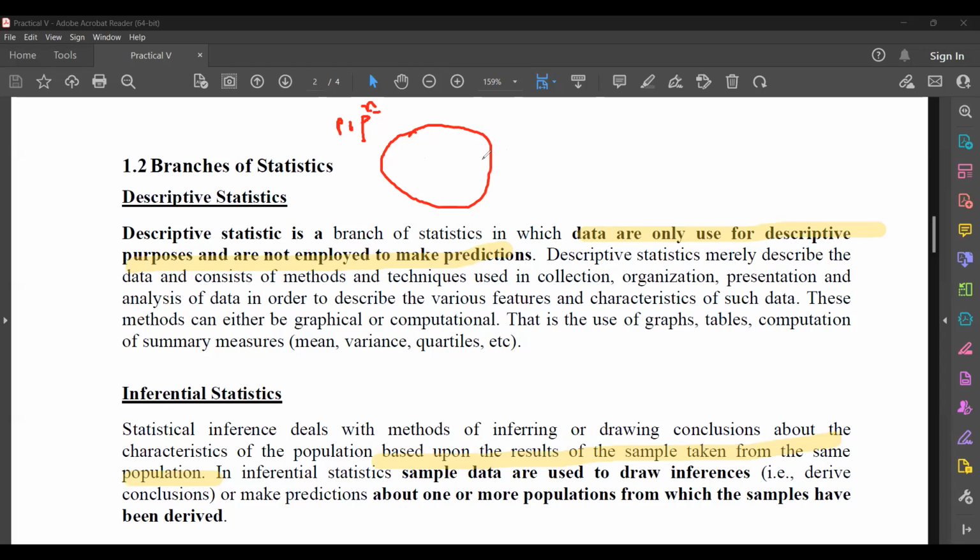For example, if you are going to do a study regarding the individuals in Sri Lanka, right?